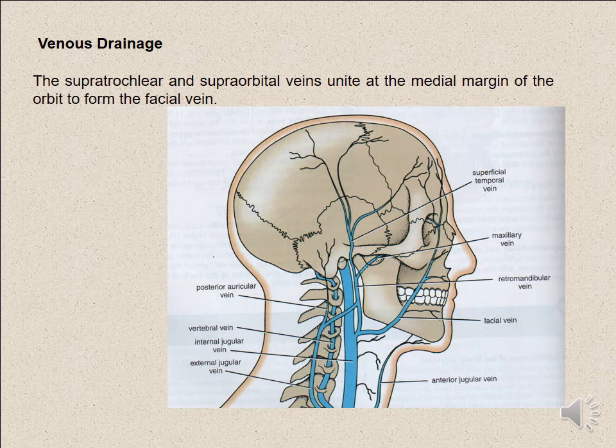The venous drainage, like the arterial blood supply, follows the same pattern: the same artery, the same nerve, the same vein. The supratrochlear and supraorbital veins unite at the medial margin of the orbit to form the facial vein. These two veins drain from the upper part of the forehead to the vertex of the scalp and unite, forming the facial vein.